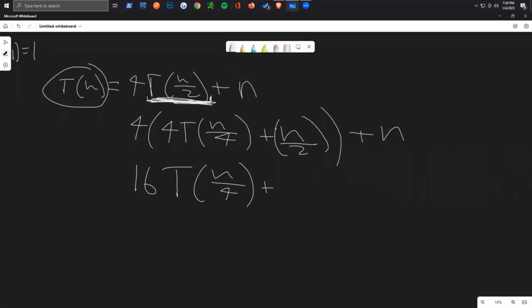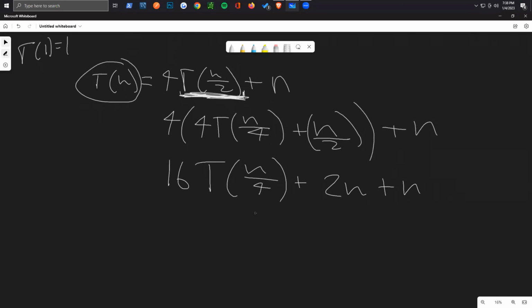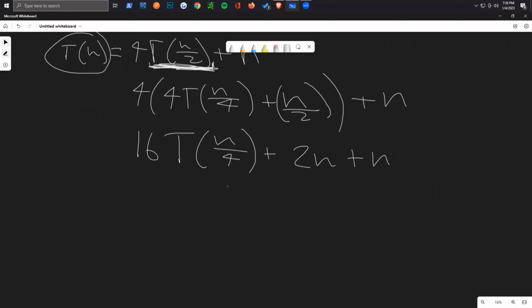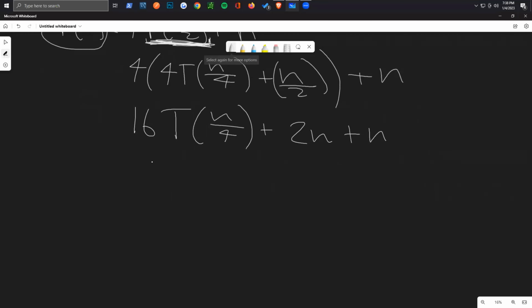And we got to distribute. So let's distribute over. So we have 4 divided by 2, so we're just going to end up with a 2n plus the n we have at the end. And they want us to do 3 iterations. So when they say iterations, technically this first one is an iteration, and this is the second one right here. So let's just do it one more time.